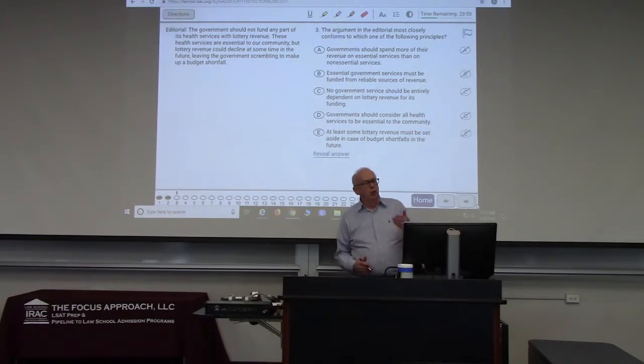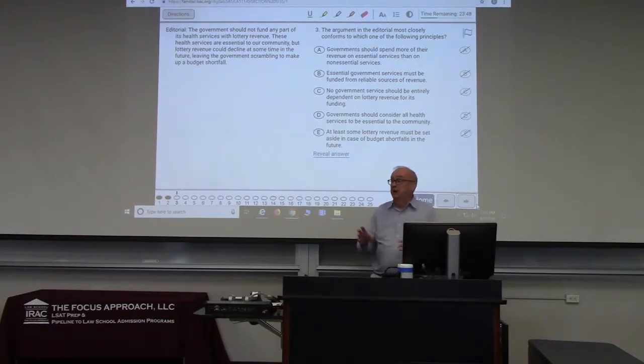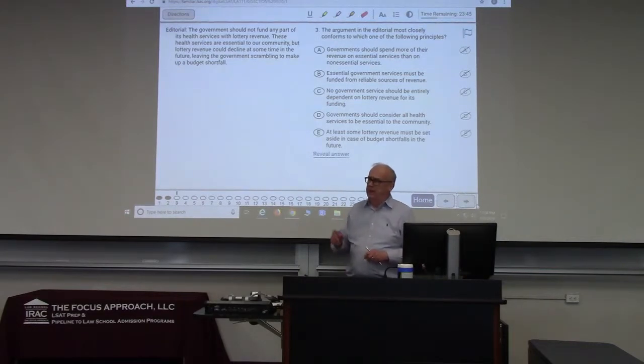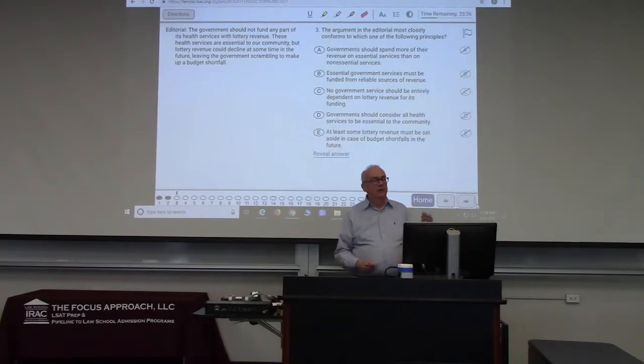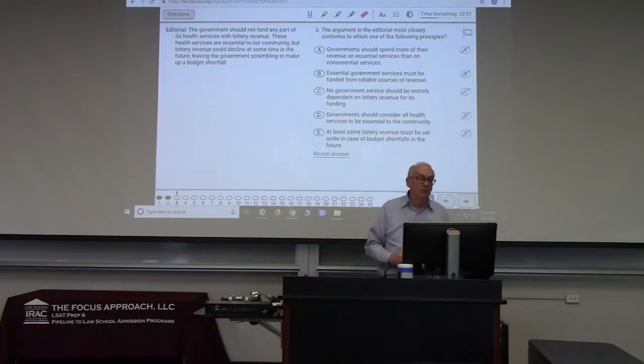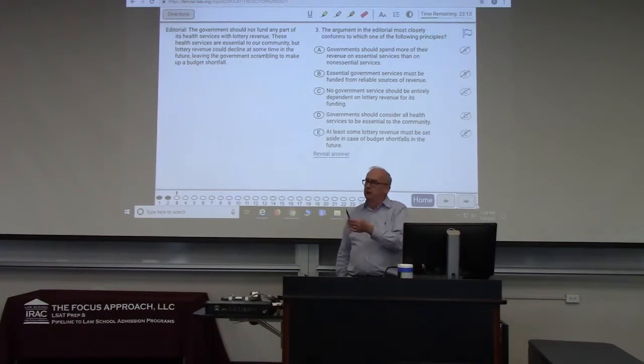But lottery revenue could decline at some time in the future. Hang on. So lottery revenue was the example. Now you're talking about revenue, which may decline. So health services has morphed into essential services. Lottery revenue has morphed into revenue that could decline at some time in the future. And the argument wraps up here, leaving the government scrambling to make up a budget shortfall. So wouldn't it be fair to say it is likely here that the principle has to do with essential services and their funding? And more specifically, essential services should not be funded by revenues that may not be reliable.